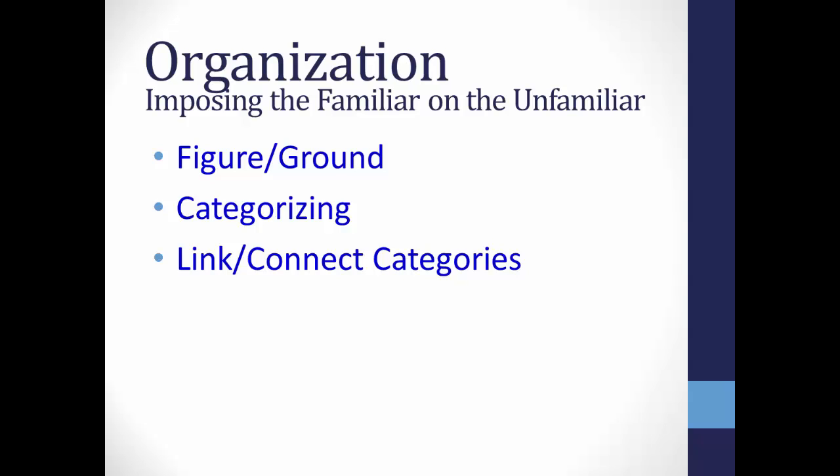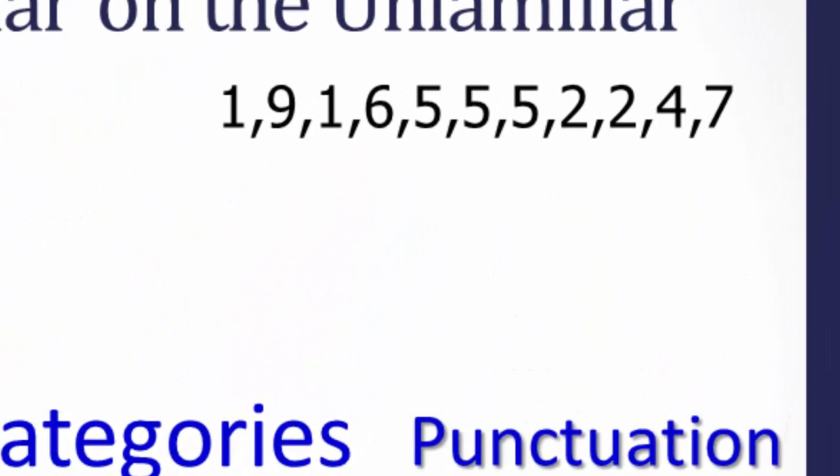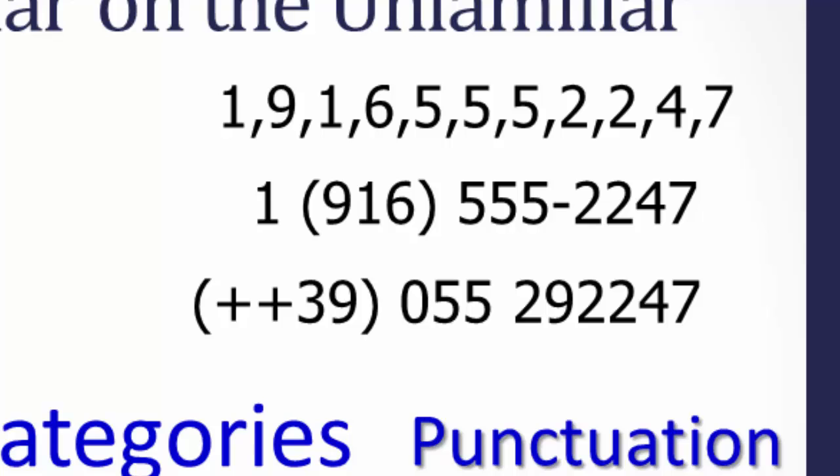Another way to look at this is the process of what some scholars have called punctuation. Think of your English classes. This sentence takes on a completely different meaning when we add punctuation marks. Take this series of 11 numbers. You are more likely to interpret it as a telephone number if you punctuate it this way, especially if you're from the United States. In England, however, telephone numbers are punctuated differently.